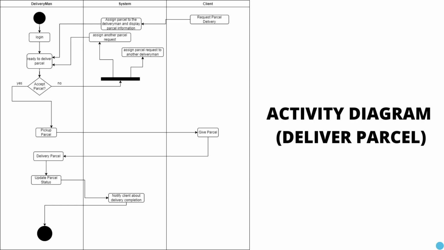After the parcel delivery is made, the delivery man will update the parcel status, which will notify the client that their parcel was delivered, and the system will update it. That's all for the activity diagram.